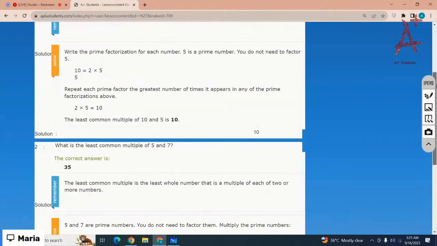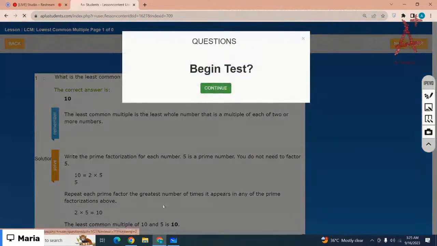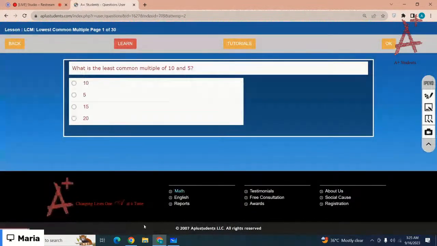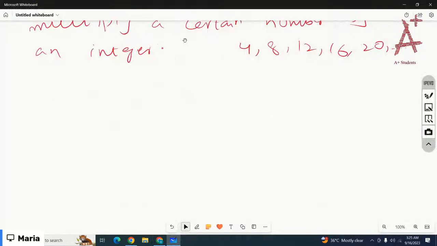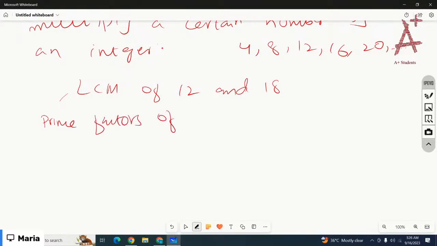Okay, let's start with the method of prime factorization, right? Let's start with an example. We have to calculate the LCM of 12 and 18, right? So we have to write the prime factors of both the numbers. Let's write down the prime factors of 12 and the prime factors of 18.